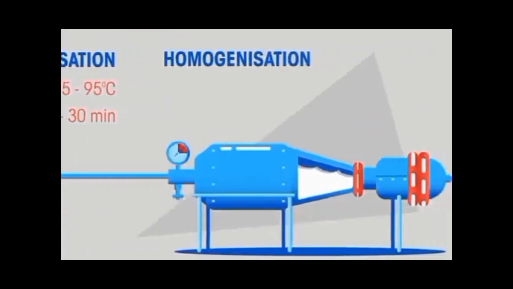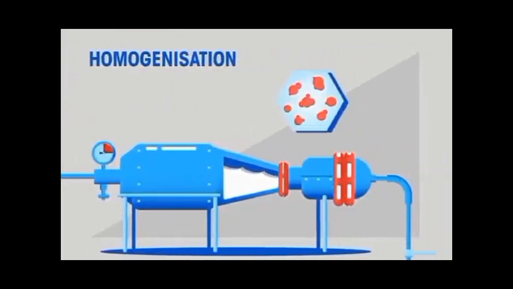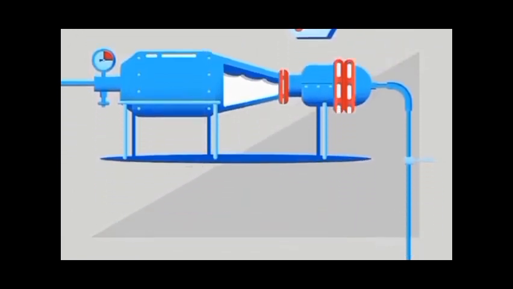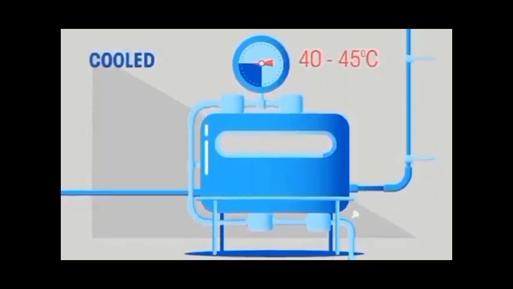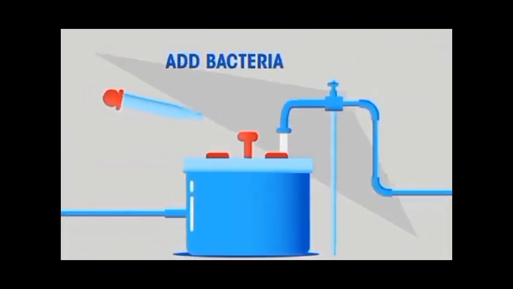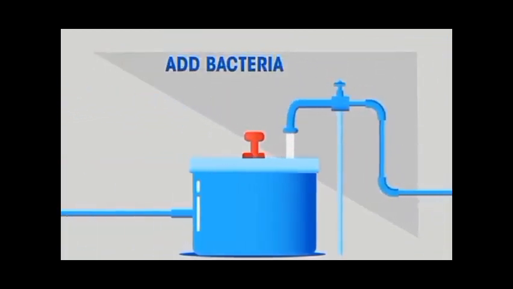The milk is then homogenized. This breaks down the fat droplets in milk to make them smaller so that they stay suspended in the yogurt, rather than sinking and making it all lumpy. So we've sterilized our equipment, then pasteurized and homogenized the milk. Now the mixture is cooled to 40 to 45 degrees Celsius and we add our special yogurt making bacteria. The mixture needs to be cooled first so that the bacteria aren't killed by the high temperature.